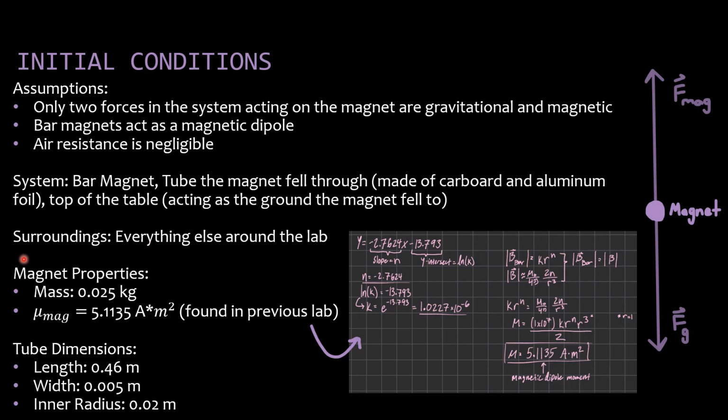The magnetic properties: the mass was 0.025 kilograms. The magnetic dipole moment was found to be 5.1135 A times meter squared, which was found in the previous lab using this equation right here. The tube dimensions were also the length being 0.46 meters, the width being 0.005 meters, and the inner radius being 0.02 meters.